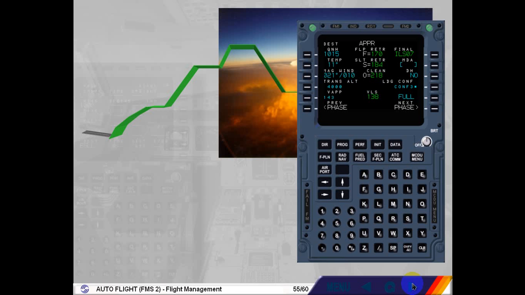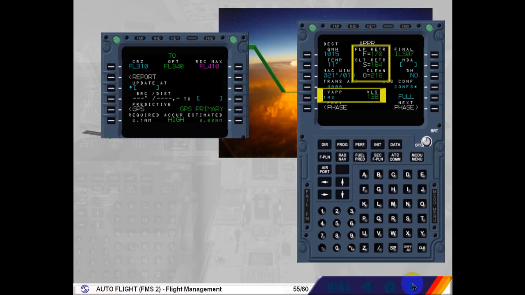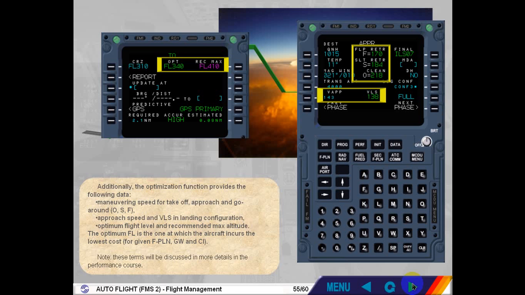Additionally, the optimization function provides the following data: maneuvering speed for takeoff, approach and go-around, OSF, approach speed and VLS in landing configuration, optimum flight level and recommended max altitude. The optimum flight level is the one at which the aircraft incurs the lowest cost for given flight plan, GW and CI. Note, these terms will be discussed in more details in the performance course.